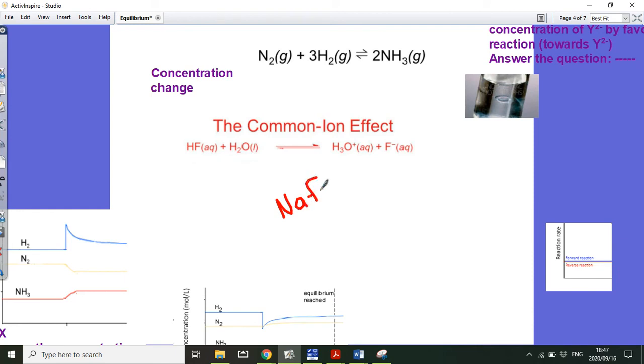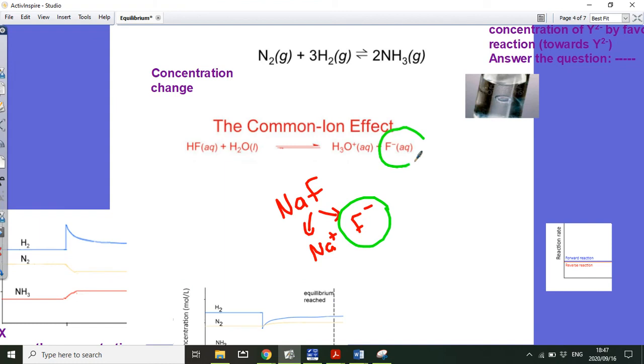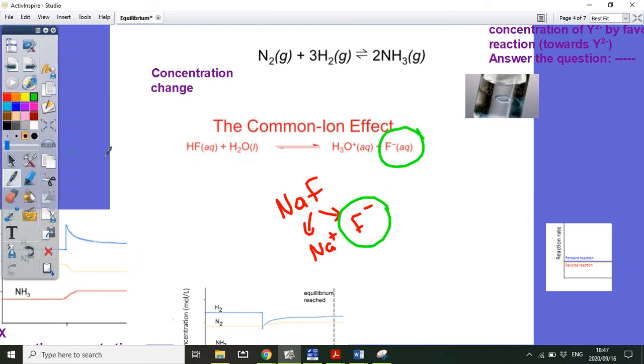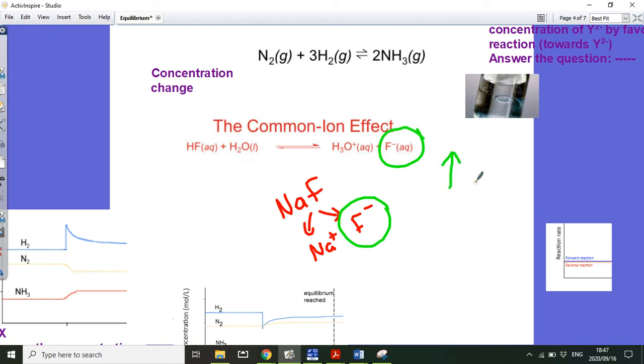NaF. Now you know this is an ionic substance because it's a metal and a non-metal, and that will split up into Na plus and F minus. Now look for the common ion. There is F minus and there is F minus. So the common ion is F minus. So my stress is actually just the increase in F minus. Then we're going to go through the same motions. The stress was the increase in the concentration of F minus.